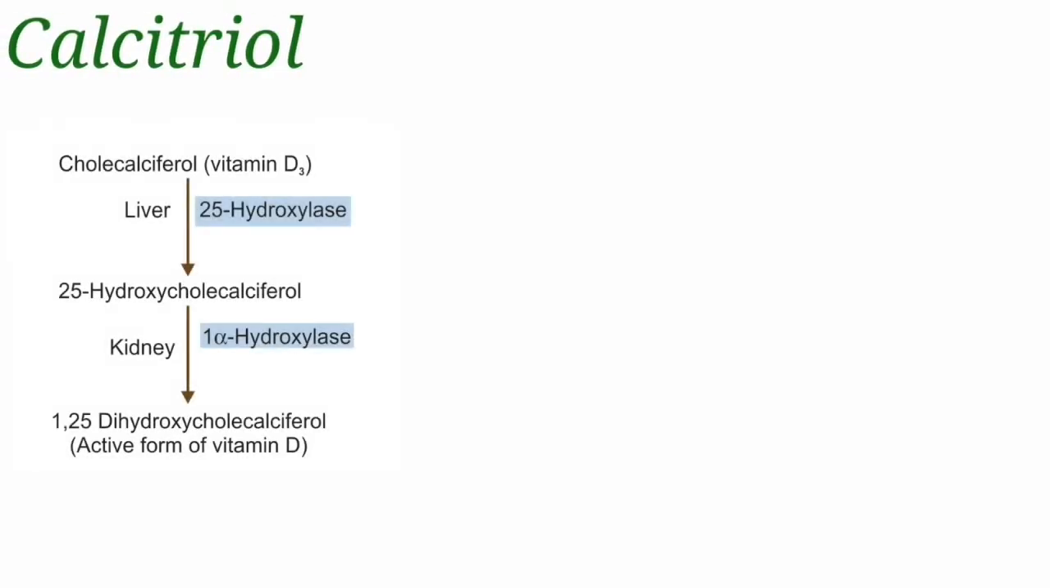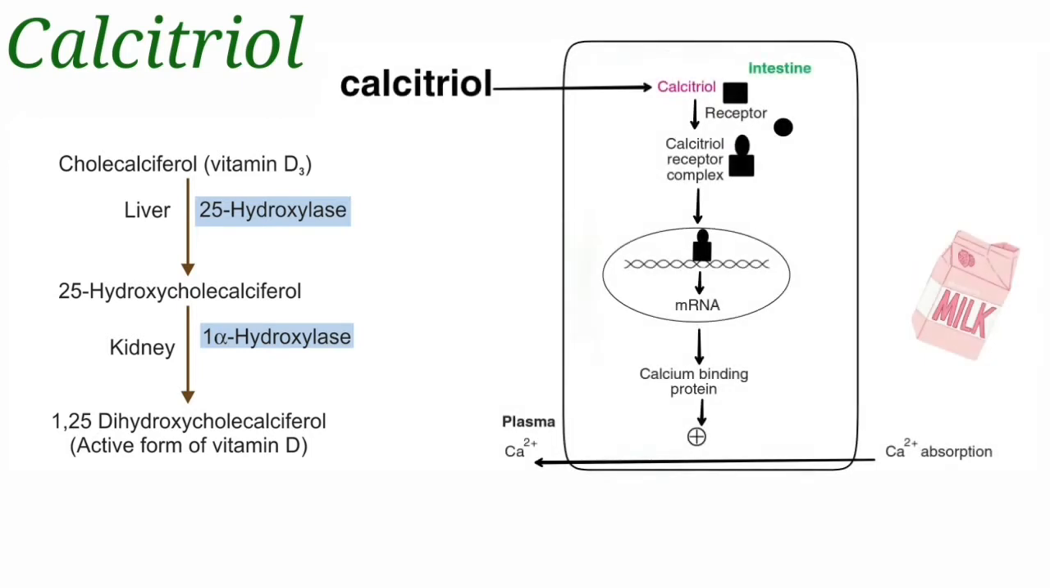Calcitriol, the active form of vitamin D, induces the synthesis of calcium binding protein, that is calbindin, in the intestinal epithelial cells, and thereby it facilitates the absorption of calcium. So when there is more calcium binding protein, calcium is easily absorbed from the intestine.